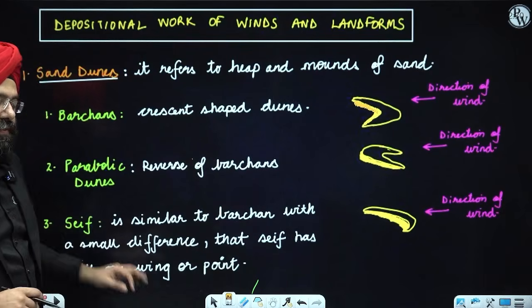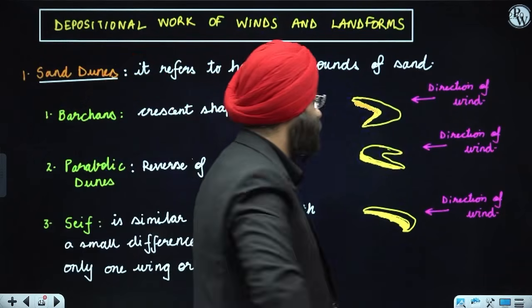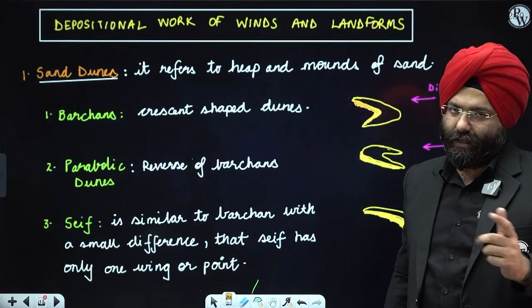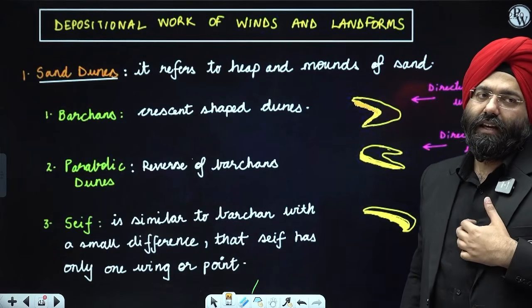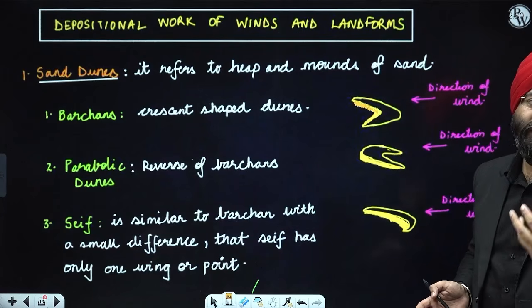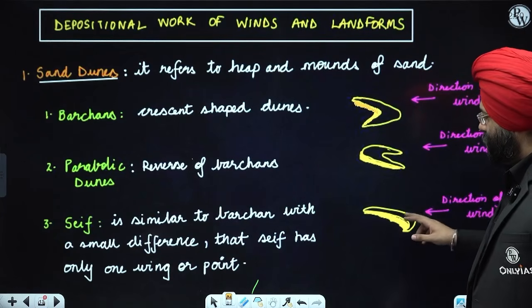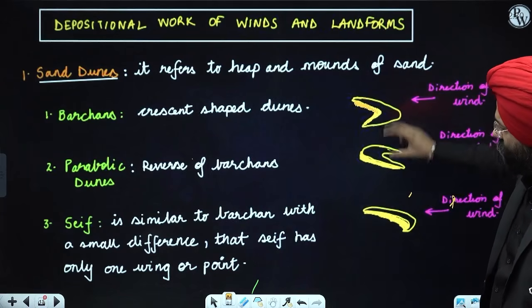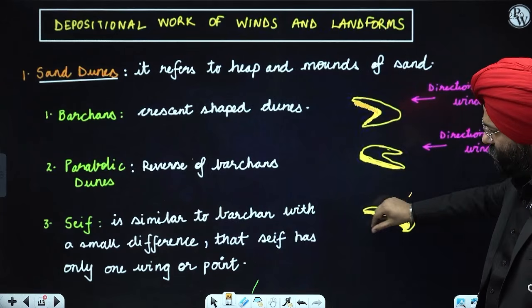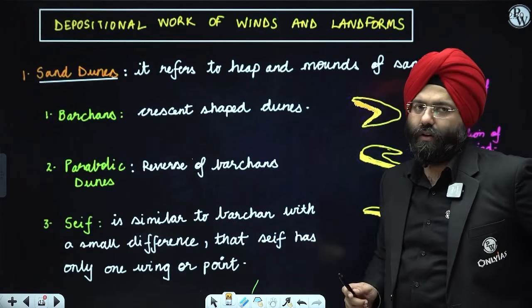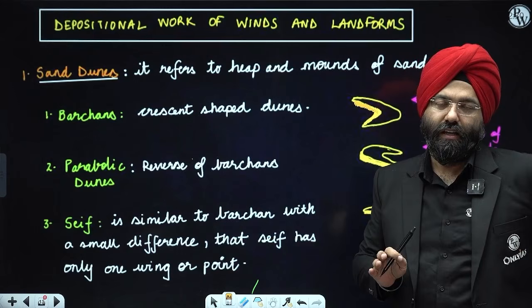Next comes Seif. Now, Seif is again, please understand, absolutely similar to Barchans, but the only thing is that in a way, one limb is missing or very small. See here, if I complete this part, another limb of this, then it will be a Barchan. But over here, do you see another limb? No. It is similar to Barchans with a small difference that the Seif has only one wing. That is the important thing.